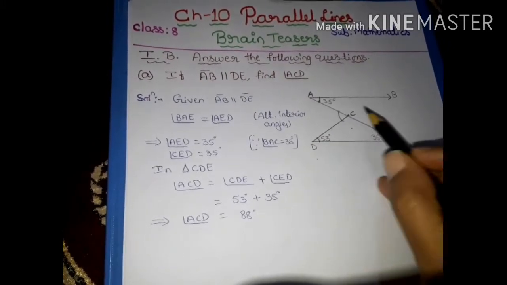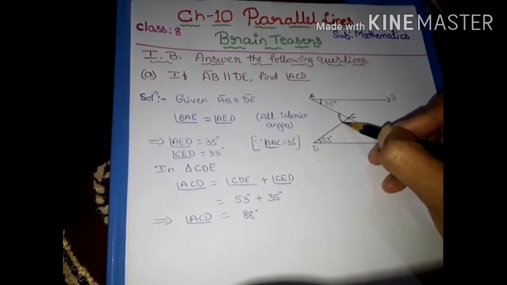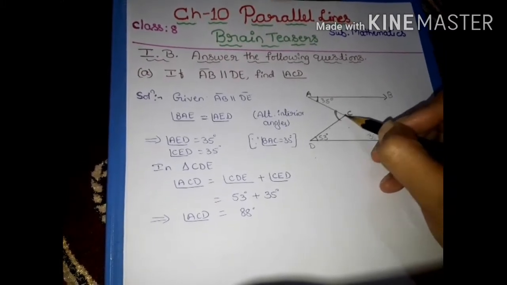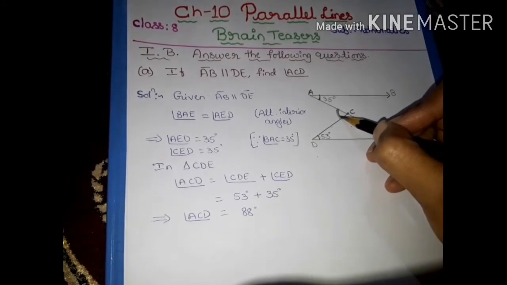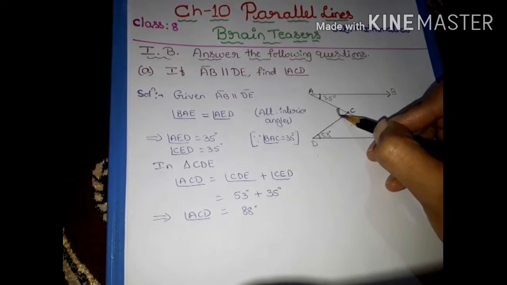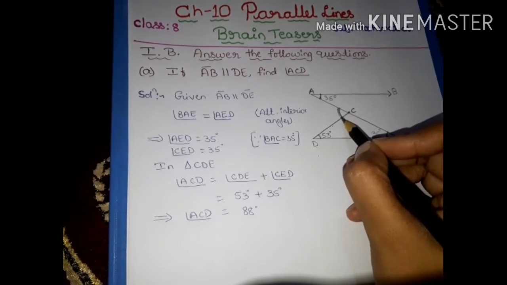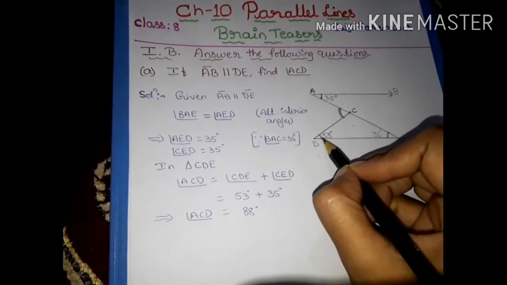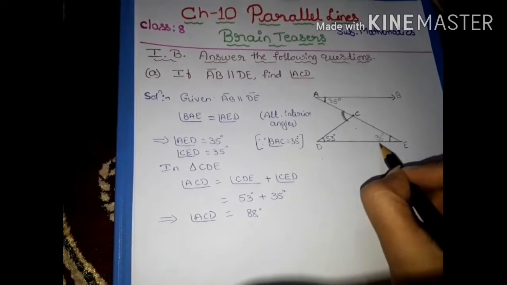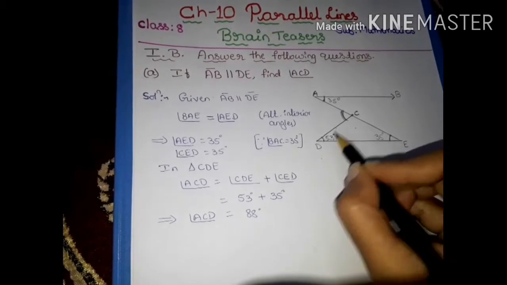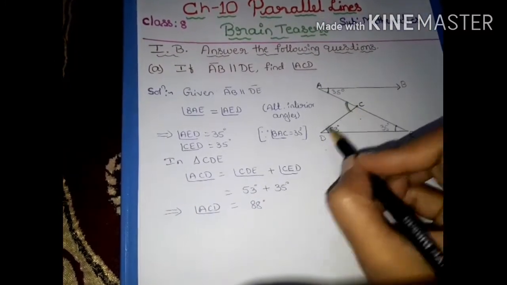In triangle CDE, ACD acts as an exterior angle, nothing but outside of the triangle. This acts as an exterior angle. To find the exterior angle, we have to apply the exterior angle property. The exterior angle property says that an exterior angle in a triangle is always equal to the sum of the opposite interior angles of the triangle. So the sum of these two angles is always equal to the exterior angle. So now we can find angle ACD.